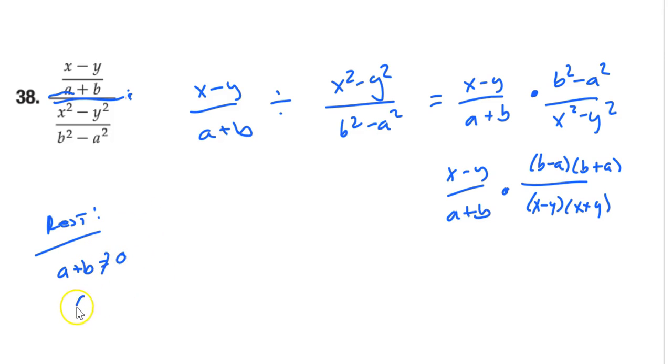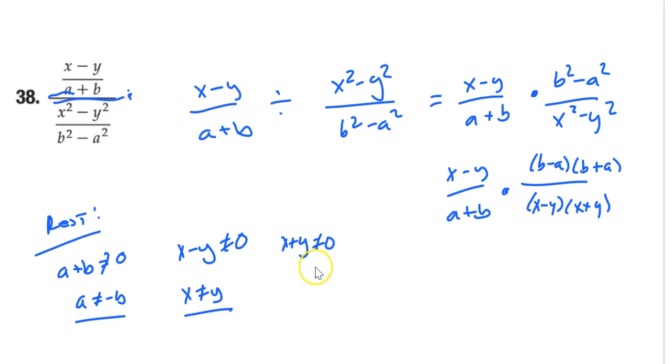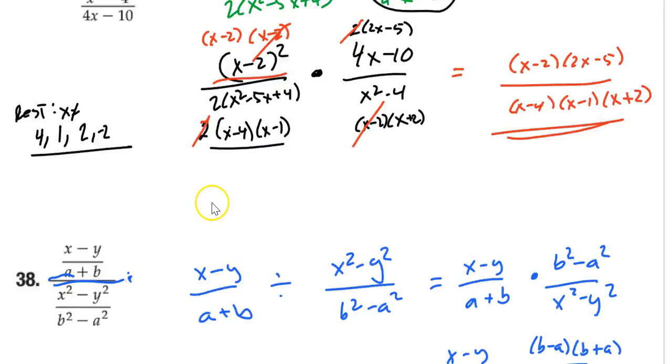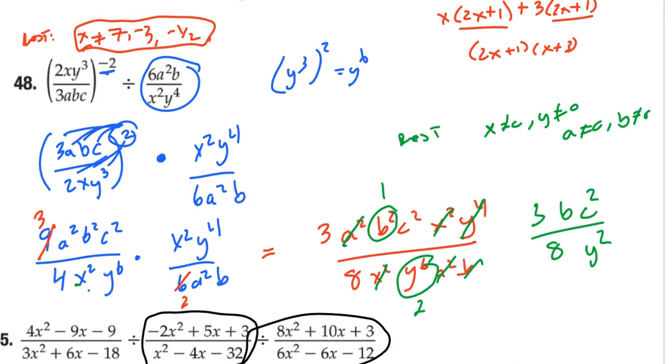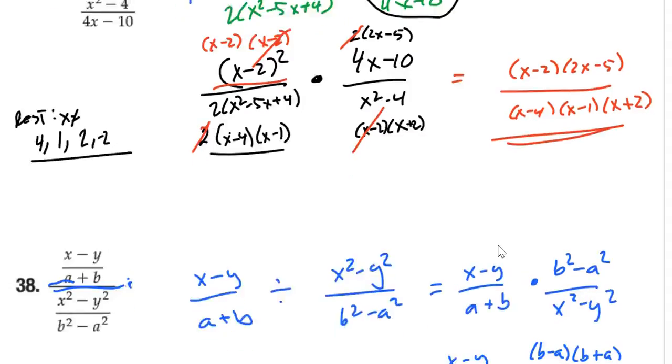Or if you want to be fancy about it, a cannot equal negative b. Same thing here: x minus y cannot equal 0. Or if you want to be fancy about it, add the y, so x cannot equal y. Same thing with that one: x plus y cannot equal 0. If you want to be fancy about it, subtract the y, so x cannot equal negative y. So these are my restrictions. Either one of those gives you full credit. Just whatever's on the bottom cannot equal 0. Because there's a plus sign, you actually have to solve it. If it was just single variables being multiplied, like we did earlier, then you just list them out, because anything can be 0.